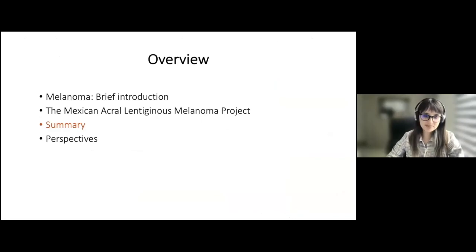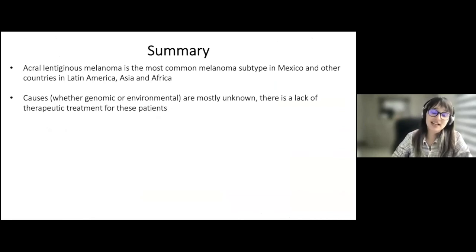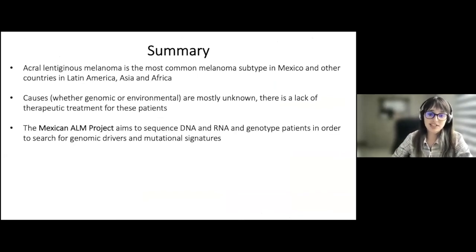So finally, this is my summary. I told you in this presentation that acral lentiginous melanoma is the most common melanoma subtype in Mexico and other countries in Latin America, Asia, and Africa. That its causes, whether genomic or environmental, are mostly unknown, and because of that, there is a lack of therapeutic treatment for these patients. That our project aims to sequence the genomes and transcriptomes of these patients in order to search for genomic drivers and mutational signatures.